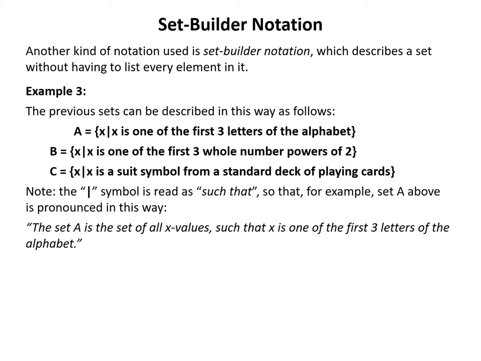Another kind of notation that we can use is what's called set builder notation, which describes a set without having to list the elements in the set. So in example three, we're going to go back to the sets A, B, and C that we looked at previously and describe them in this way. You'll see that the descriptions of sets A, B, and C all have that vertical line symbol, and the vertical line symbol is read as "such that." So for example, set A is pronounced as the set of all x such that x is one of the first three letters of the alphabet. And similarly, B and C are described.